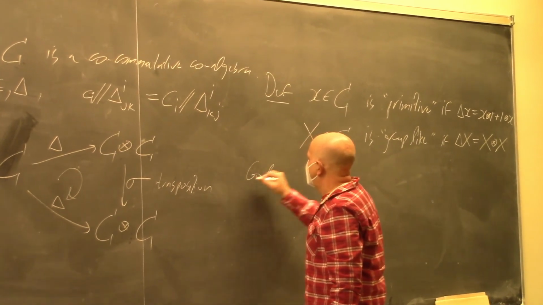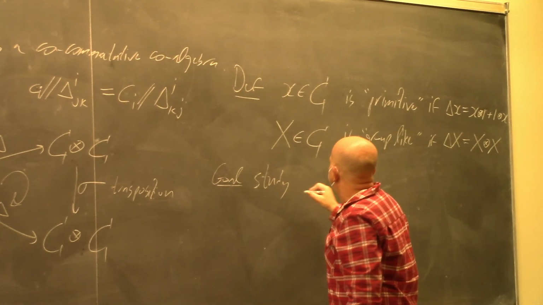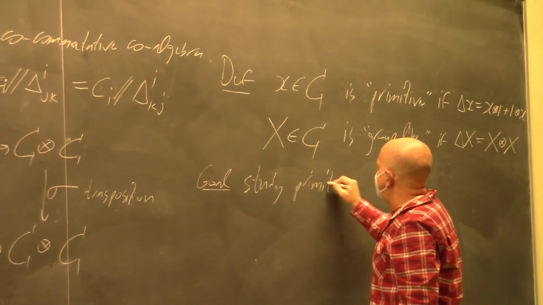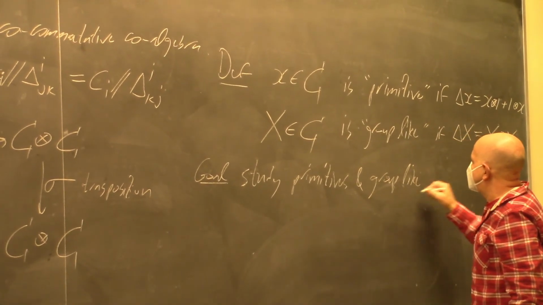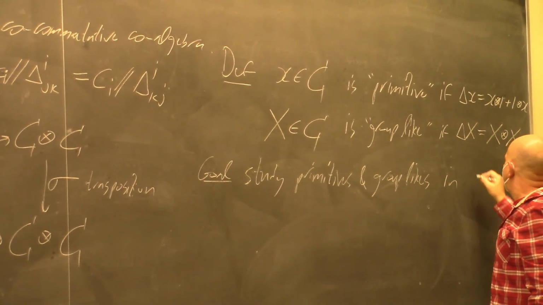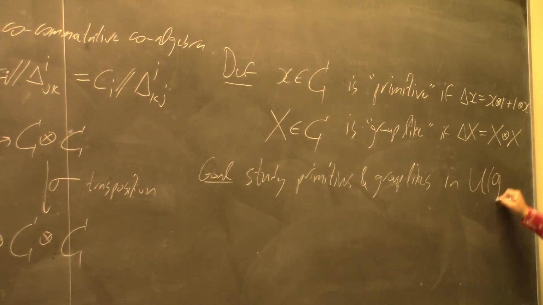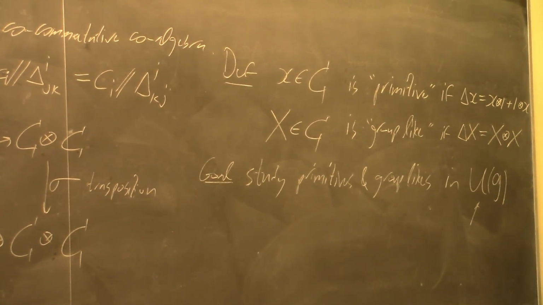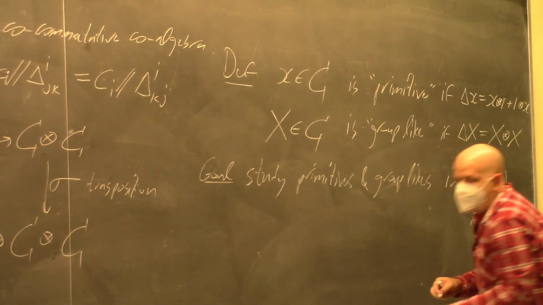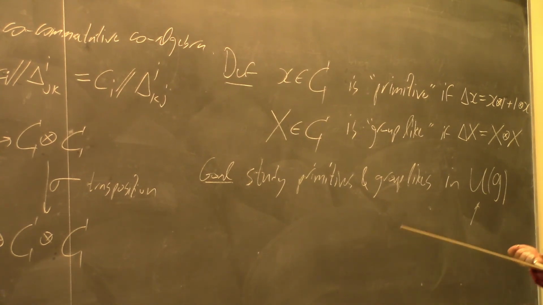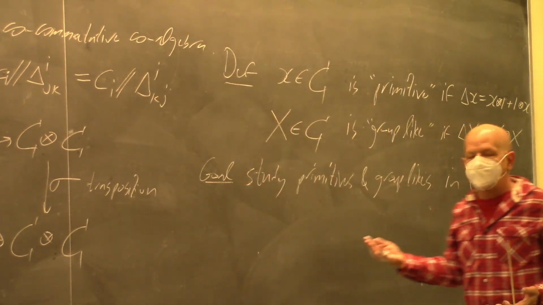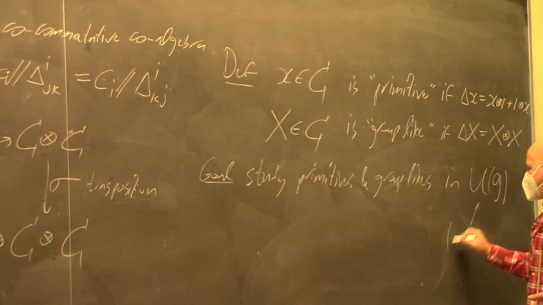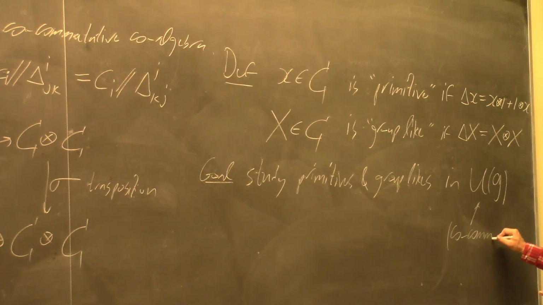My next goal is to study primitives and group-likes in the universal enveloping algebra of a Lie algebra. Oh, I should have told you, the universal enveloping algebra of a Lie algebra is automatically co-commutative, if you look at the formulas for the coproducts.